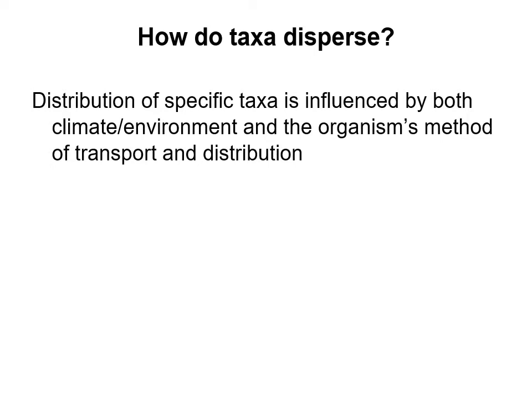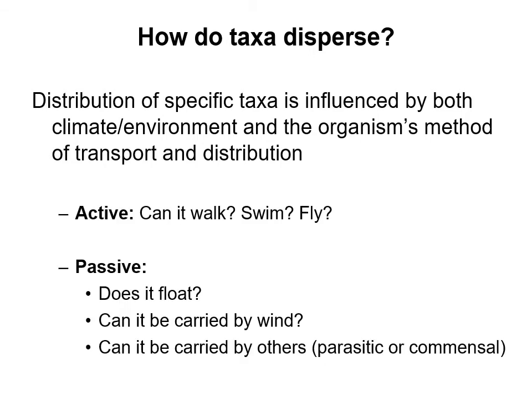So how do taxa get around the planet? How do we disperse different types of organisms? Well, the distribution of different taxa is influenced by a couple of things: climate and environment, and that organism's method of being transported or distributed. So, for example, if it's an active organism, can it walk? Can it swim? Can it fly? So that's how it's getting around.